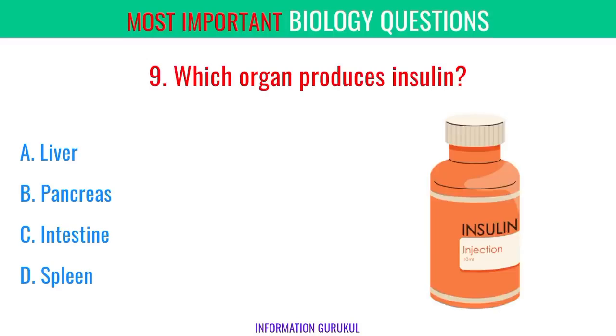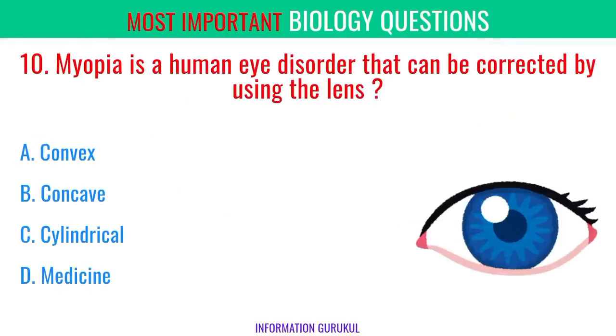Which organ produces insulin? Pancreas. Myopia is a human eye disorder that can be corrected by using the lens. Concave lens, the term used to explain being short-sightedness, is myopia.